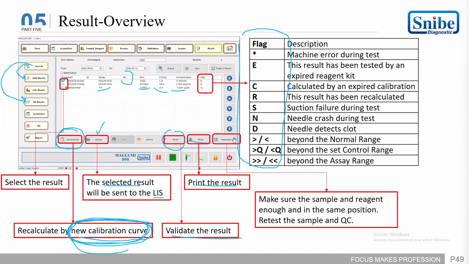If you select any results and click remeasure, it will redo the test from the beginning. So you don't need to order it again. But here you have to make sure that you still have your samples loaded in the analyzer. You want to redo the test, so you need to make sure that your sample tube is still on board the analyzer, and also the reagent kit is still on board the analyzer. And they should be in the same position. The sample tube is still in the same position, and the reagent kit is also still in the same position.